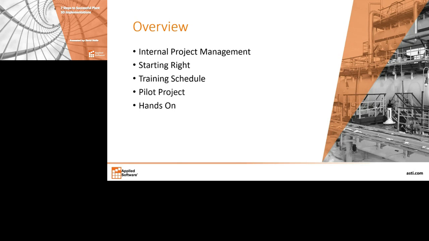Also going to look at getting hands-on with the product. As you're doing your pilot project, what things should you capture in order to help make sure that you can implement this or roll it out on a full company-wide basis? And last of all, some technical aspects, making sure that you understand tagging and its place and priority within Plant 3D, and then also line numbering and how that will affect your project configuration and project setup.